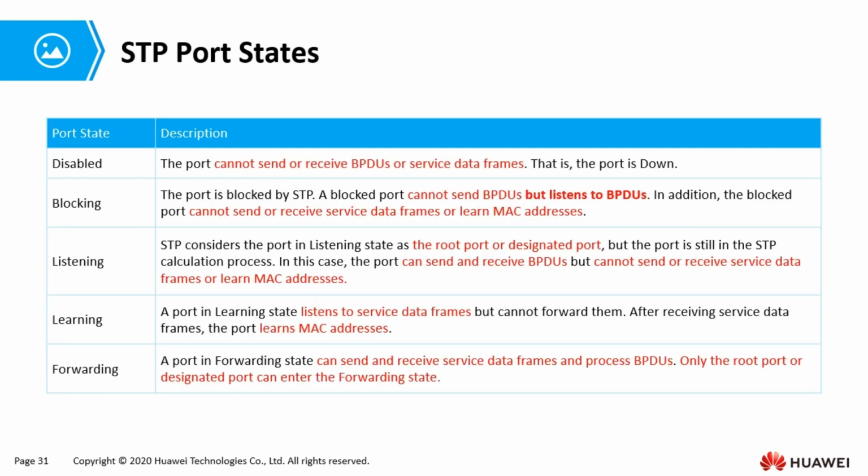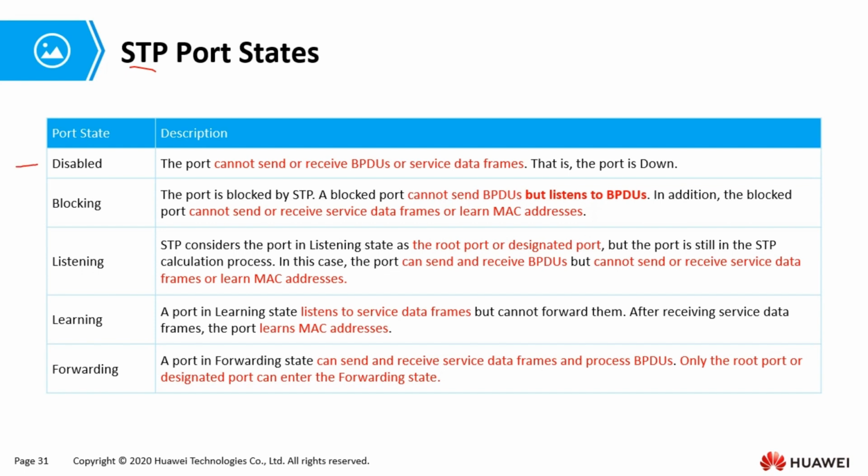Okay, after we already understand the elections of the STP, that means how we are going to decide the root bridge and how we are going to determine the port roles. Under the STP elections, the next step is to understand the port states. What will happen and how do they change their state from blocking to forwarding state? So basically under the STP, we have 5 port states.